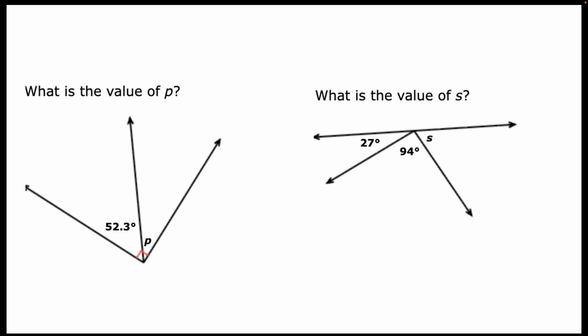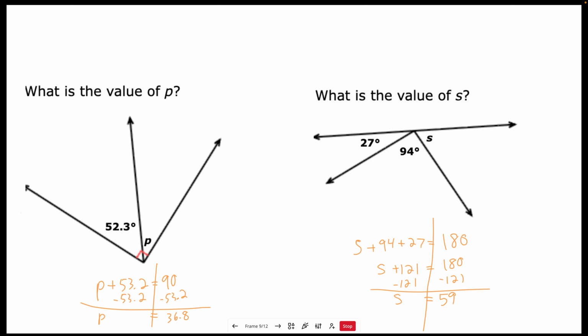Okay, now that you've had time to work these problems, let's check your solutions. For the first problem, you should have gotten 36.8 degrees. And for the second problem, you should have gotten 59 degrees because all three of those add up to 180.